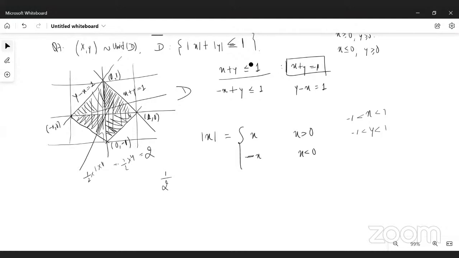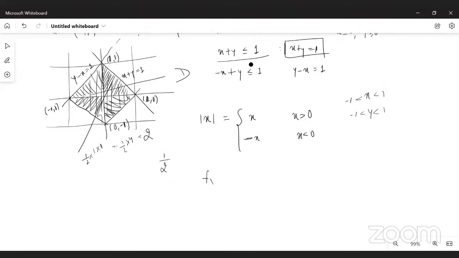If you have to find the joint distribution of two random variables, and it is uniformly distributed, you just do 1 upon whatever the area of this region is. What is the area of this region that we found? It is 2. So 1 by the area of this region comes out to be 1/2. So basically the joint distribution is just 1/2.